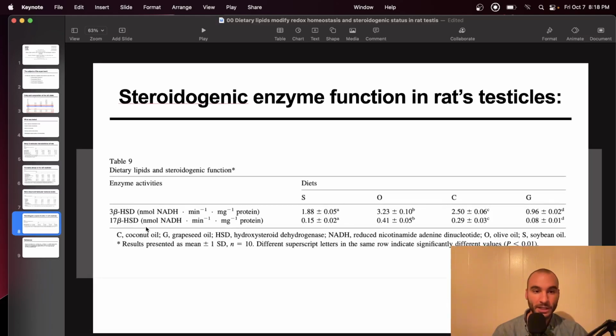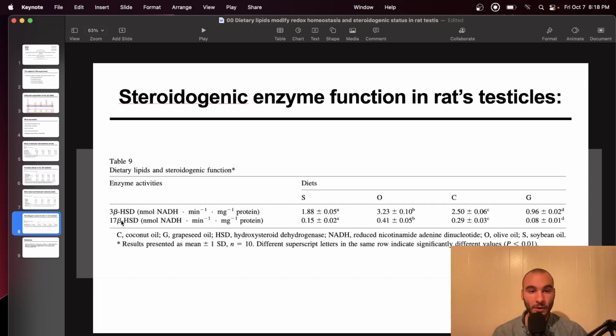And then if we come down here, 17-beta hydroxysteroid dehydrogenase is important for a similar reason. So conversion of androstenedione to testosterone, dihydrotestosterone to 5-alpha androstenedione and 3-alpha androstenediol, and then 20-alpha hydroxyprogesterone to progesterone, and then estrone to estradiol. So this enzyme here is also extremely important for hormone conversion. So we're going to look at the function in the different diets here.